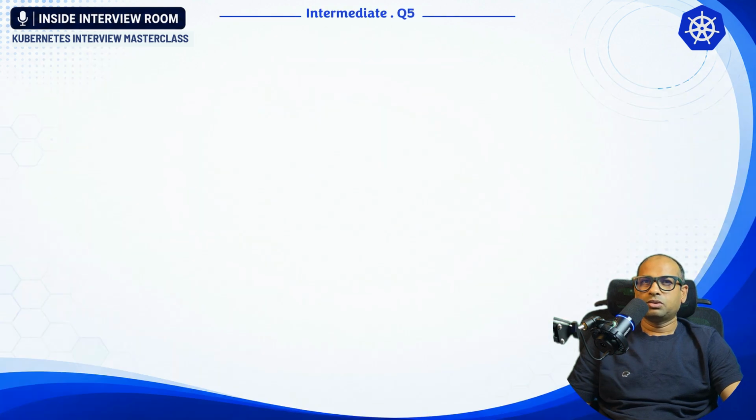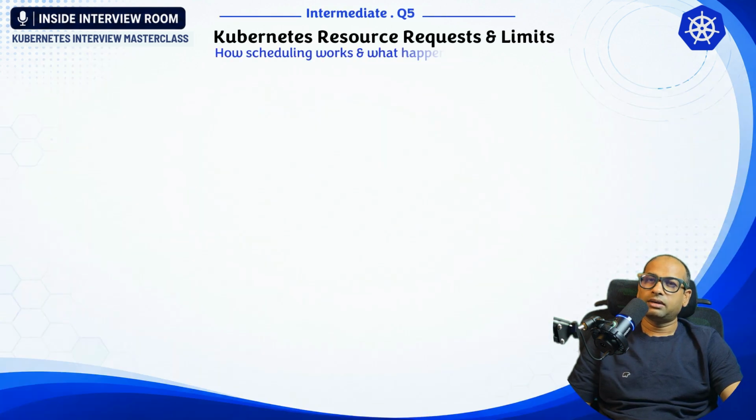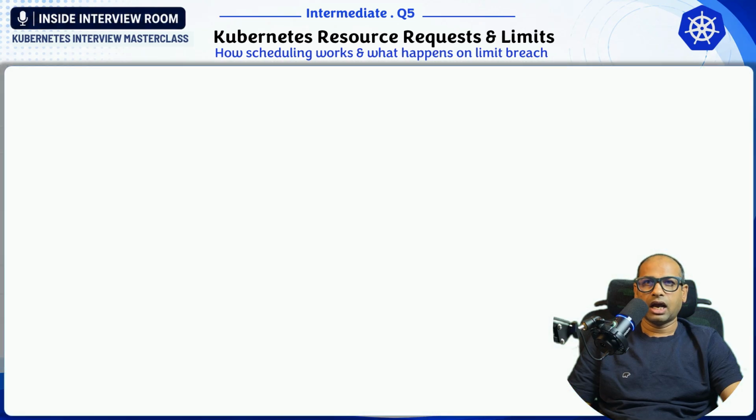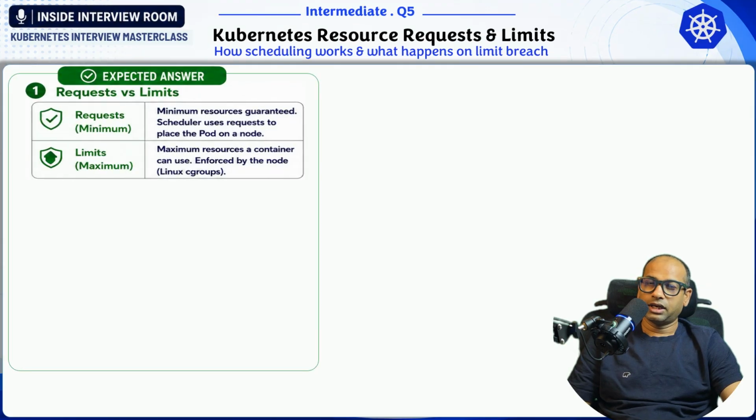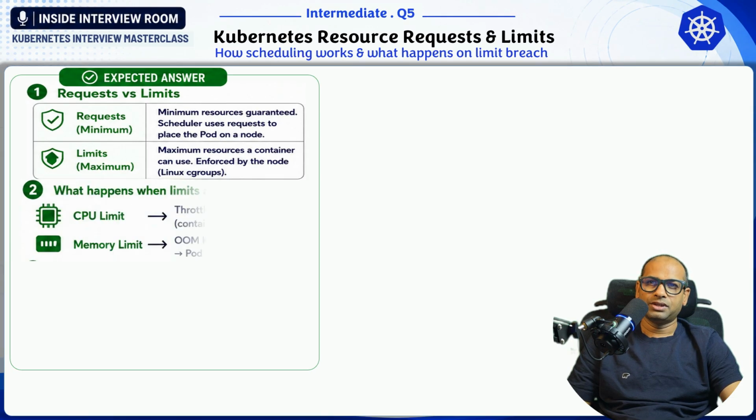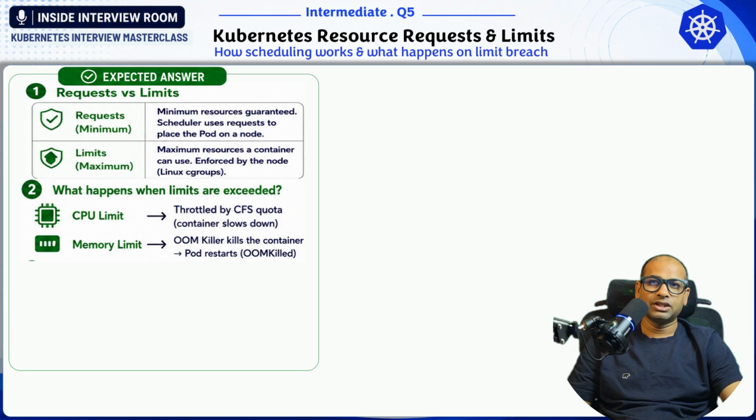Question number 5: Kubernetes resource requests and limits. How does scheduling work and what happens on hitting each limit? Expected answer: explain requests versus limits. What is the request? What is the limit? Minimum and maximum. What happens when limits are exceeded?